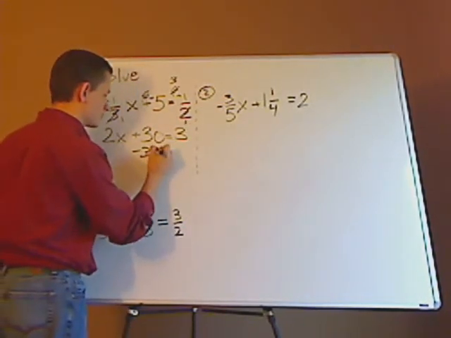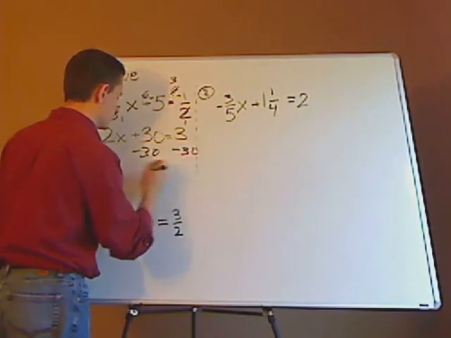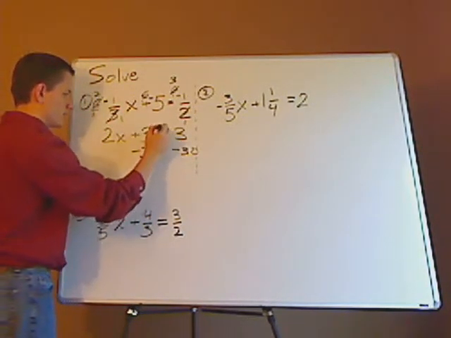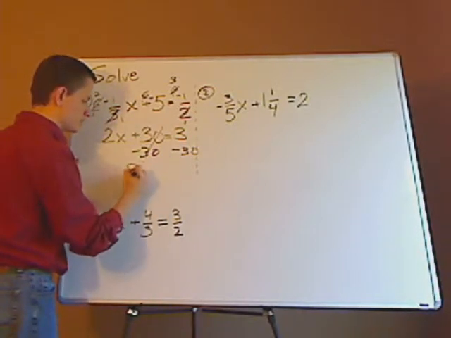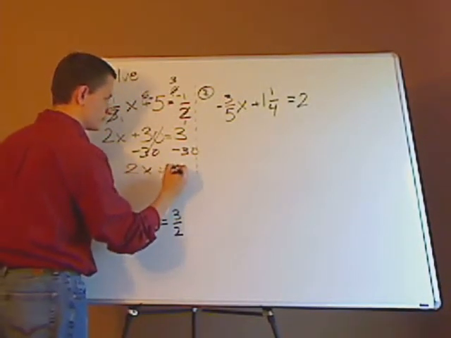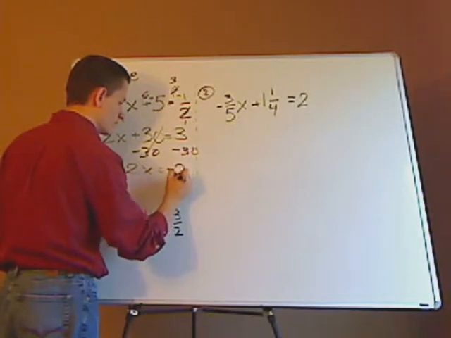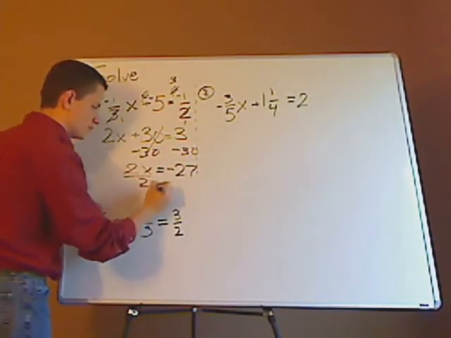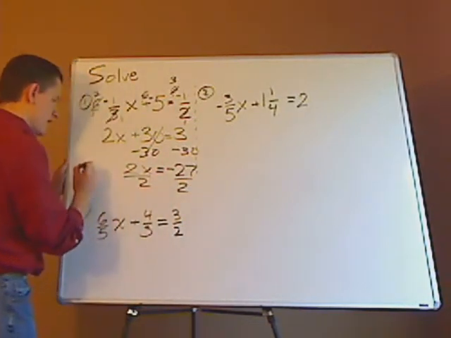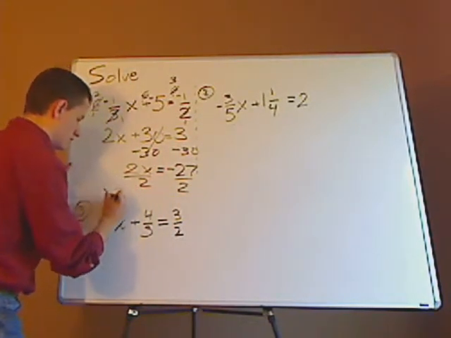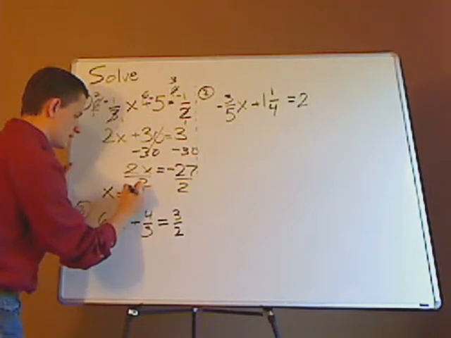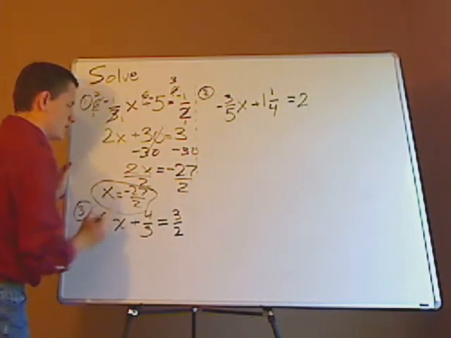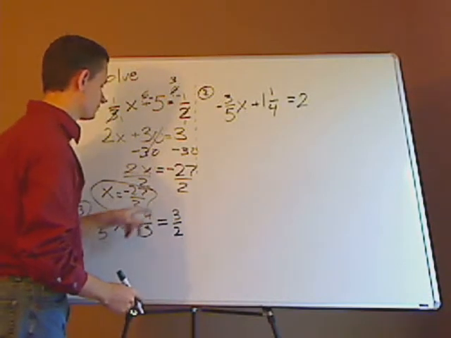You subtract 30 from both sides, right? Because you're trying to get this x by itself, and you want to remove the 30, so you do the opposite. So that's 2x equals negative 27. So you divide both sides by 2, and so x equals negative 27 over 2. That's your answer for this one.